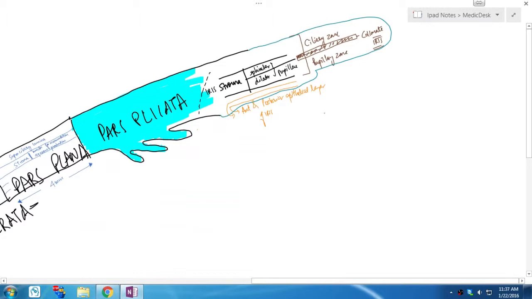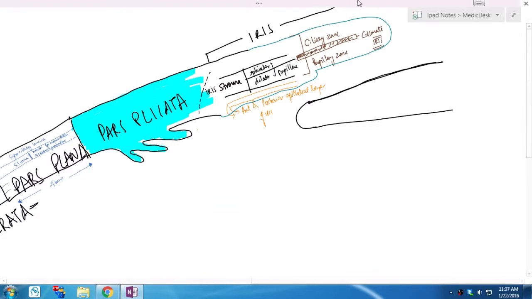Now we know that behind the iris we have the lens. So let us draw a lens here. So this is our lens just behind the iris. Let me annotate this as iris. And this is our lens.